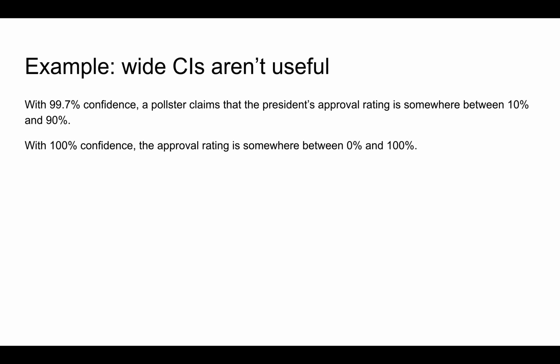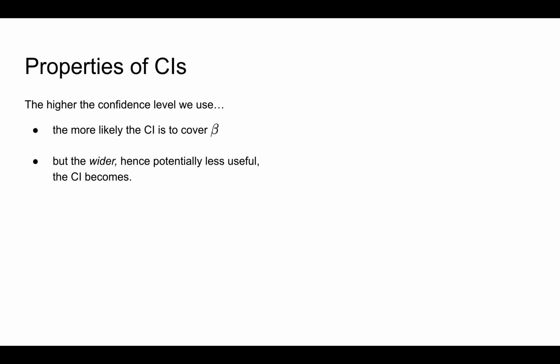With this in mind, depending upon the contextual consequences of making an error, we're typically willing to take on a little extra possible error in order to narrow our confidence intervals to a more meaningful scale. In conclusion, we've observed the following properties of confidence intervals. The higher the confidence level we use, the more likely the confidence interval is to cover beta. But the wider, hence potentially less useful, the confidence interval becomes.